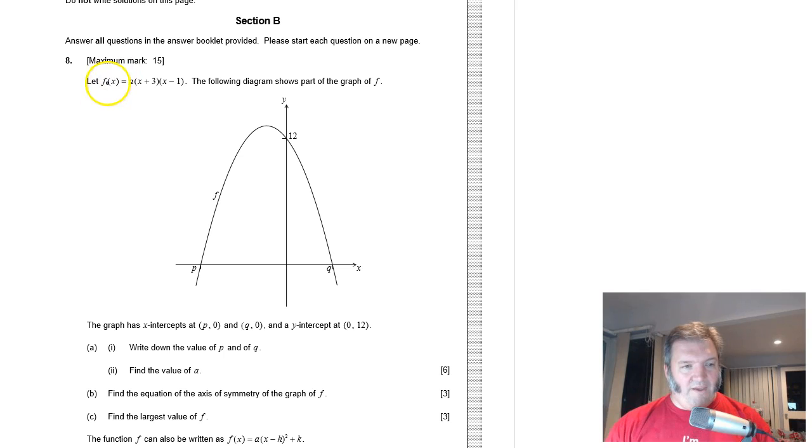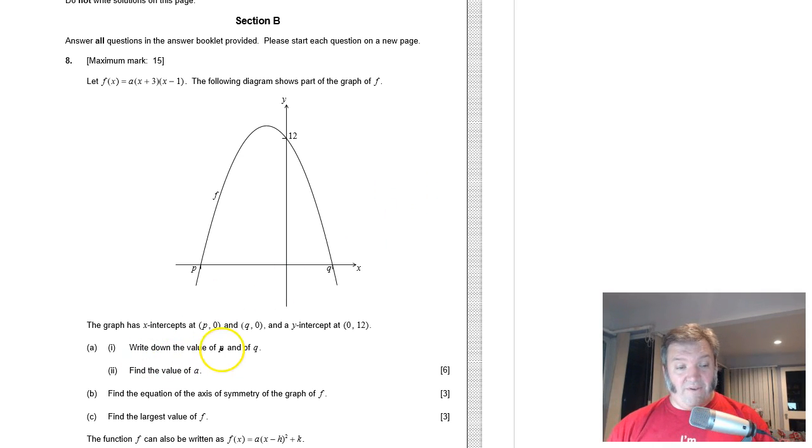Here we've got a function f of x, which is a, x plus 3, x take 1. Great quadratics, we've been doing these for years. This should be pretty easy. The graph has intercepts at P and Q, P0, Q0, and y-intercept at 0, 12. We can see all that from the graph anyway, so again, nothing too complicated there.